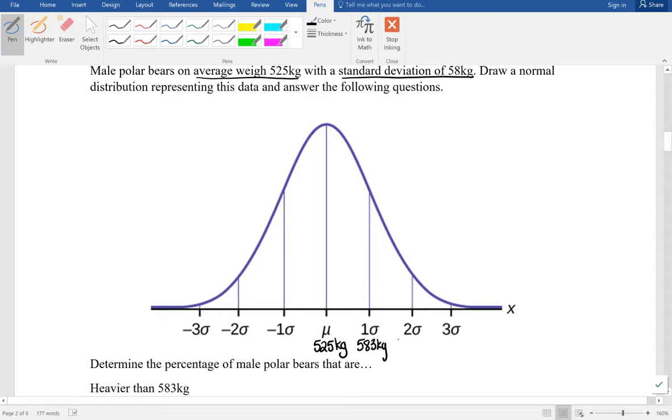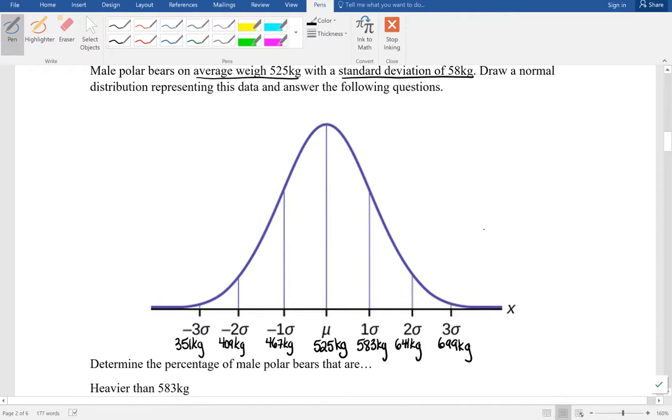I'm going to add 58 again. And that's going to tell me the weight of 2 standard deviations above the mean. We'll do it one more time, and that will give me 3 standard deviations, like so. I'm going to do the same thing going to the left. However, instead of adding 58, I'm going to take away 58. So what we get first is 467 kilograms. From there, I'm going to subtract 58 again to get 409. And one more time to get 351.